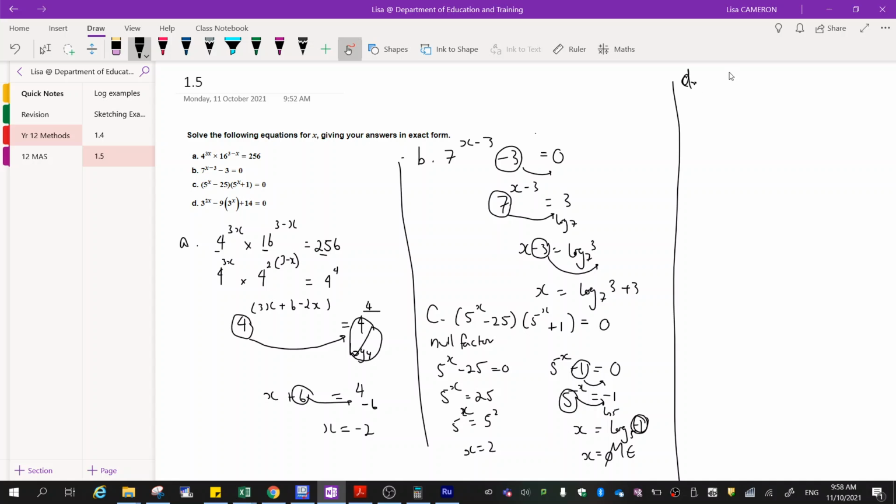D. Now, D is one of my favorites because, like I keep saying, everything in methods turns into a quadratic. It's really important to know your quadratics. So here you can see I've got 3 to the power of 2x, and then over here I've got 3 to the power of x. Now, that's your first hint that we're going to let a equal 3 to the power of x.